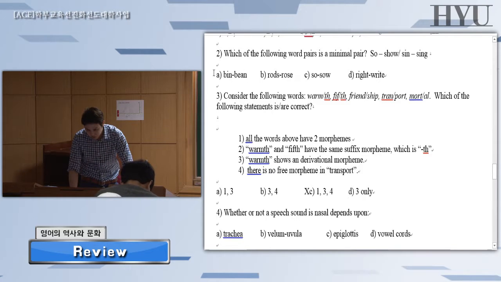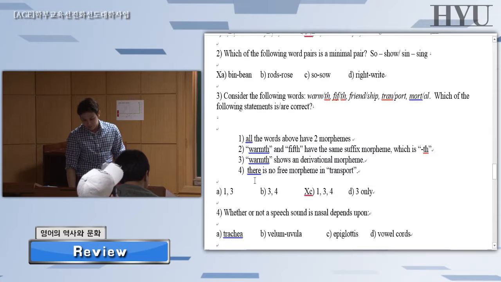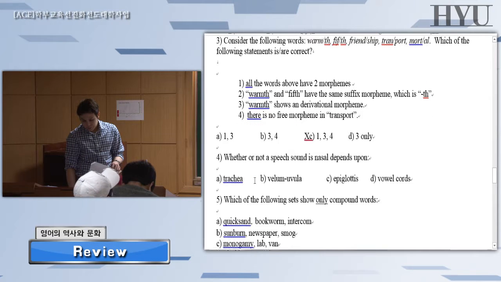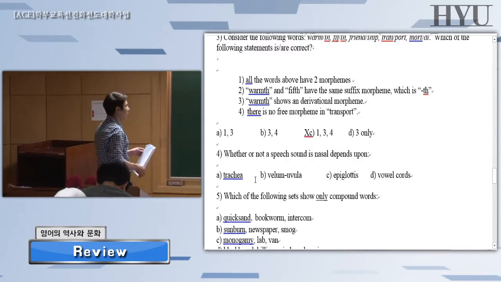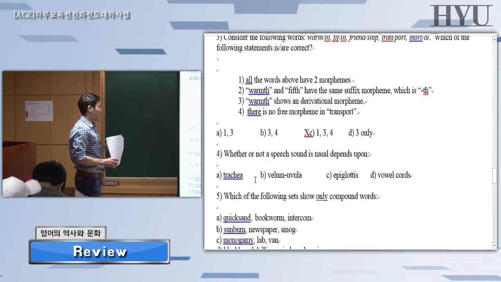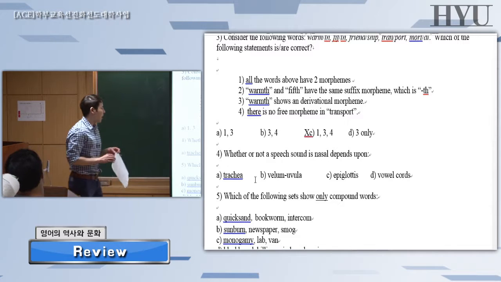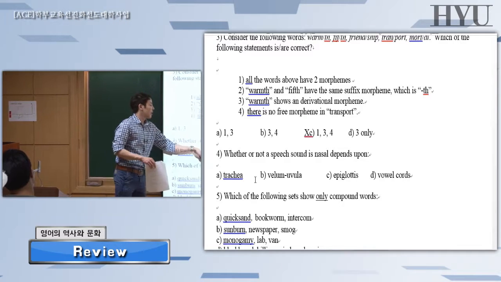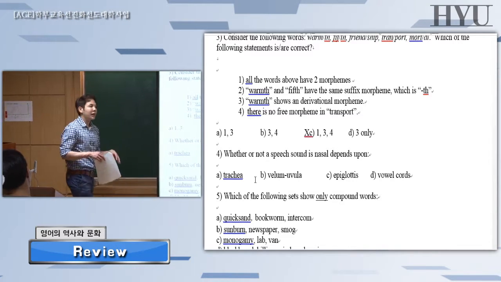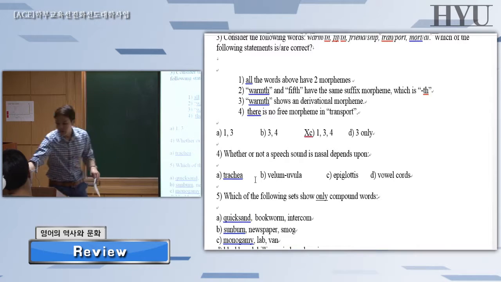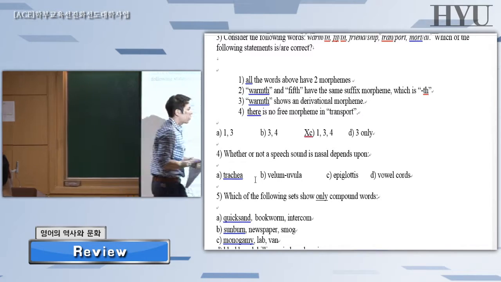Number first one is bin and bin, right? Let's look at number 4 and 5 before we take a break. Number 4, whether or not a speech sound is nasal depends upon number B, the velum or uvula, right? This is around the back of your throat, right? I'll write this out here.